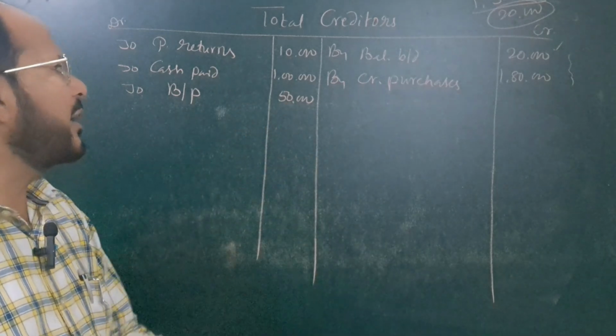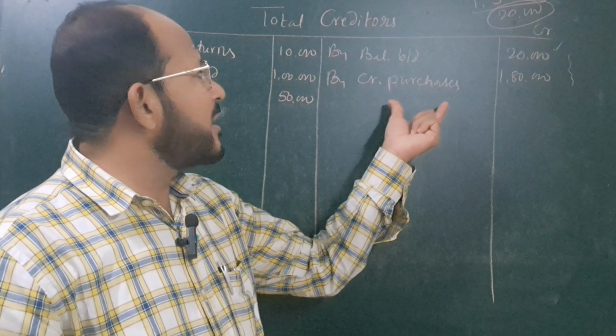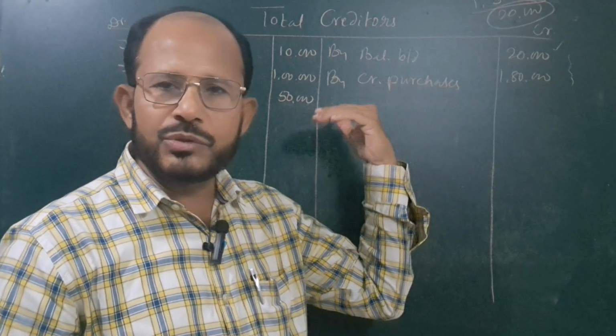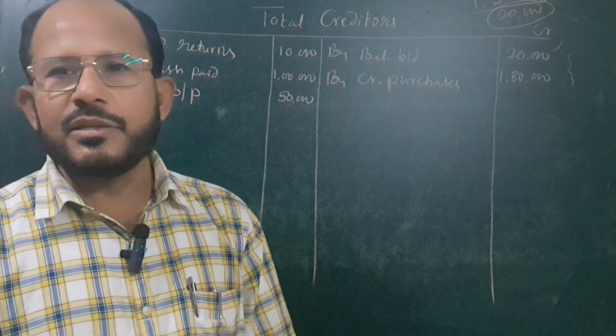50,000 should be written here. Next one is, sometimes here the persons who have supplied goods to us on credit may give discount to us. That is called cash discount.